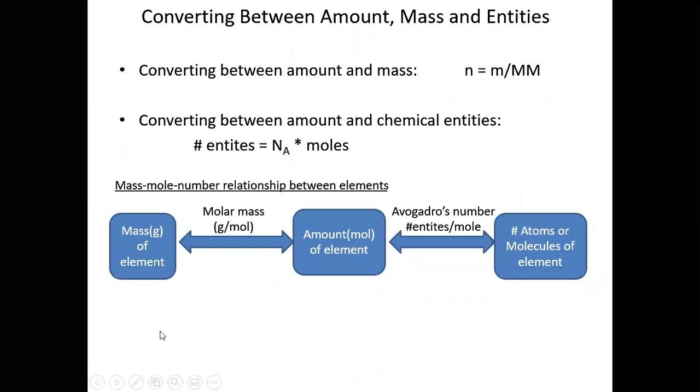So now going between mass, entities, and moles, where moles is amount. We want to go between the amount of something, the mass of something, and the number of entities. So when we're converting between amount and mass, and again, amount is moles. That's amount.